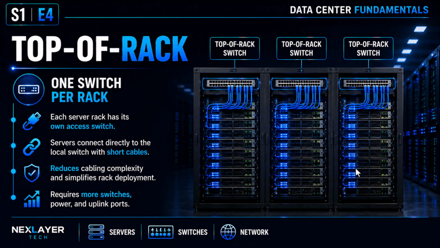In the top-of-rack model, each server rack has its own switch, usually placed at the top or bottom of the rack. Servers connect directly to the local rack switch using short cables. This reduces cabling complexity and makes rack deployment easier, but it also means more switches to manage, more power usage, and more uplink ports required toward the aggregation or spine layer.